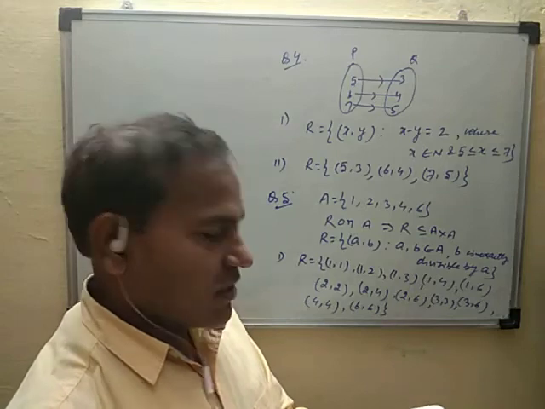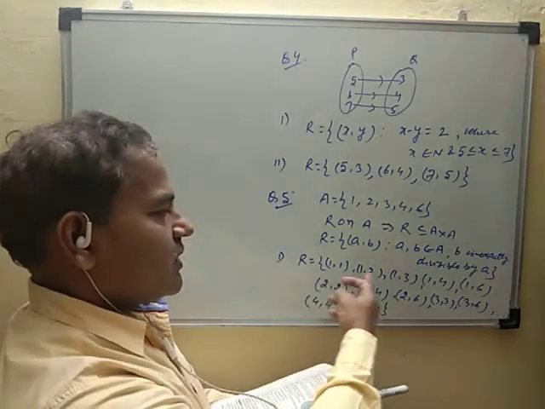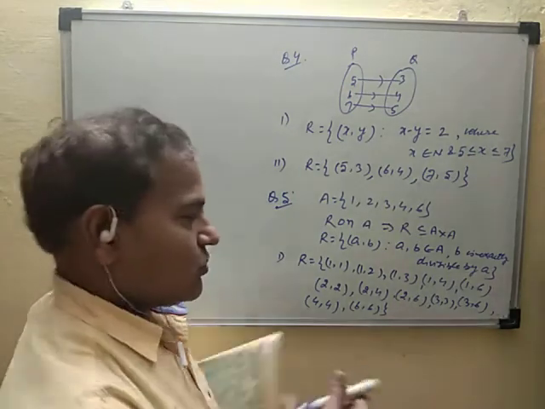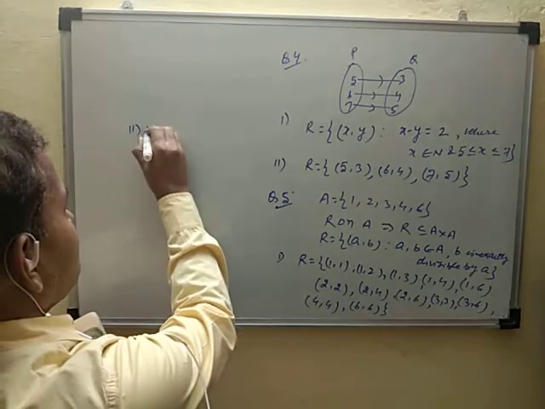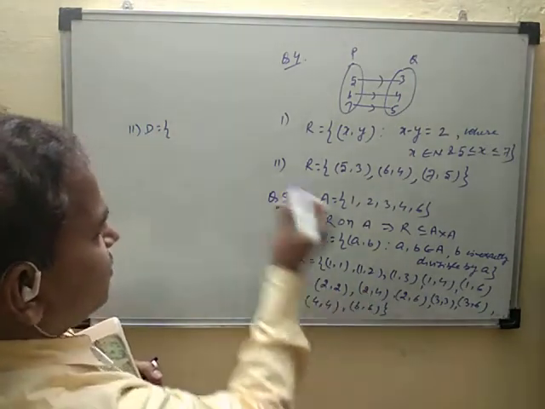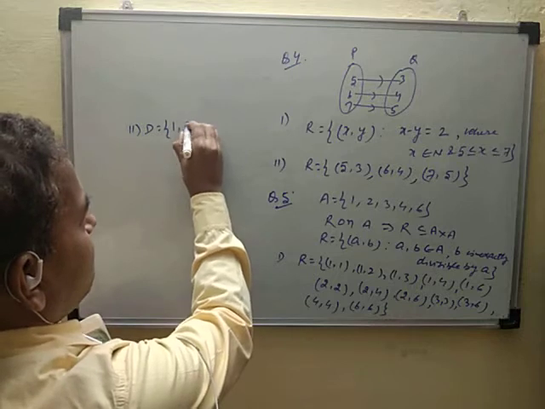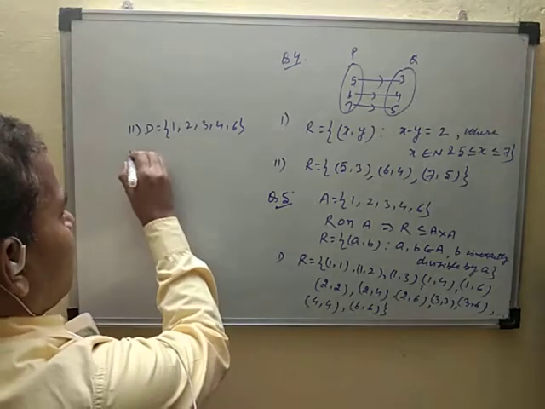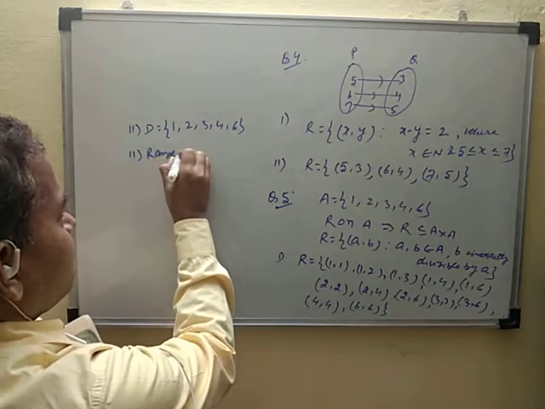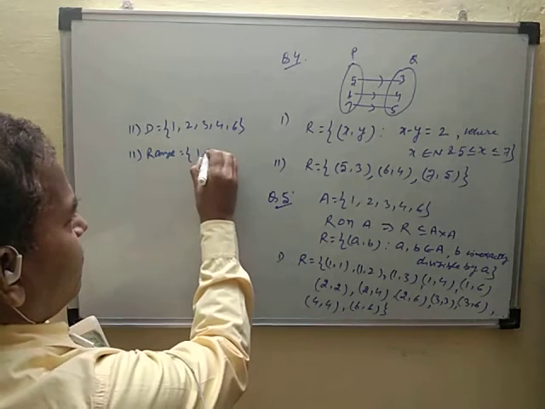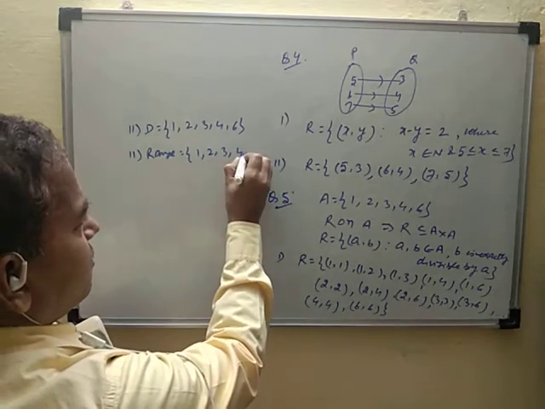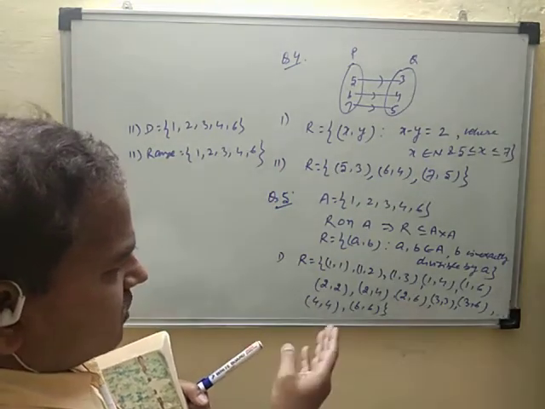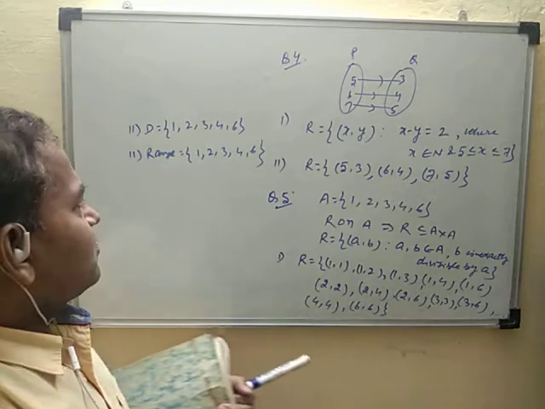And then second, find the domain, that is find all first entries of R. And the range, that is all second entries. So domain D is equal to all first entries. What are the first entries? 1, 2, 3, 4 and 6, all are first entries. And range, all are the second entries: 1, 2, 3, 4, 6. So this is the range.